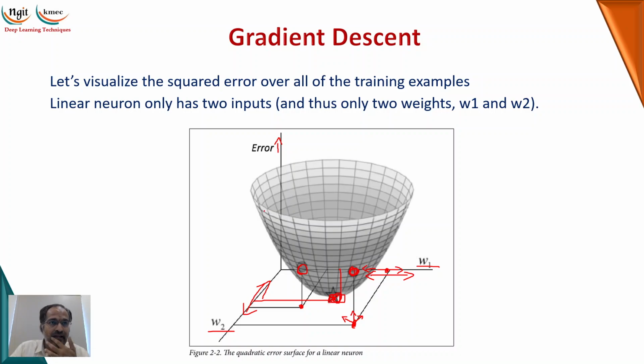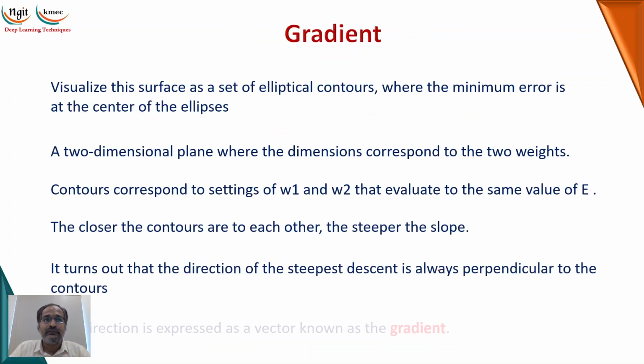So if you calculate the gradient, meaning the derivative of error with respect to W2, you will get the gradient for W2. If you calculate the derivative of error with respect to W1, then you will get the gradient for W1. That tells in which direction you have to move. So the direction to move W1 and W2 will be represented by the gradient.